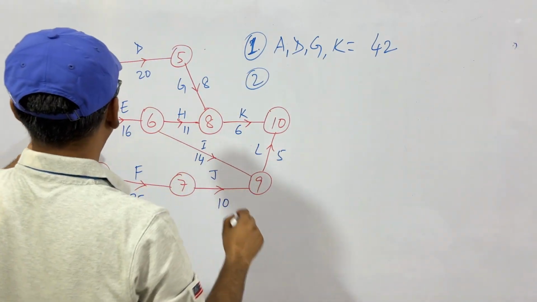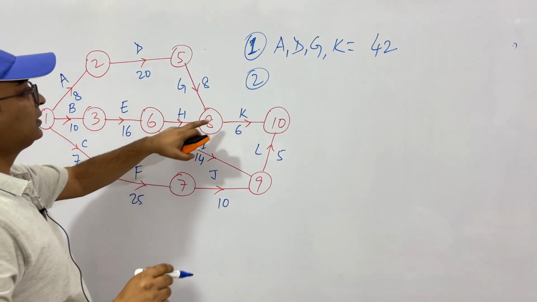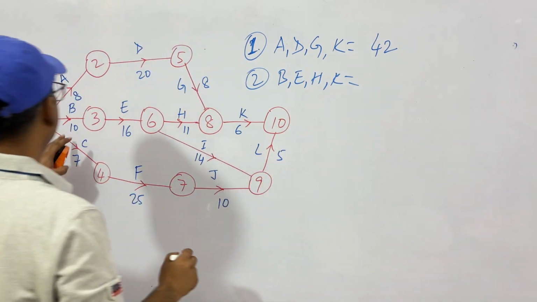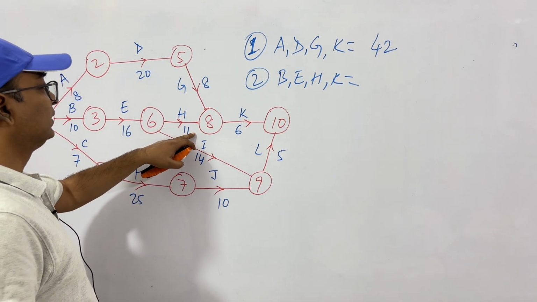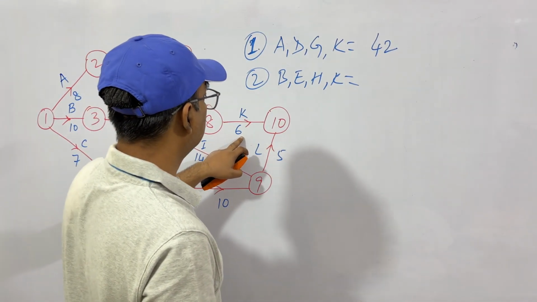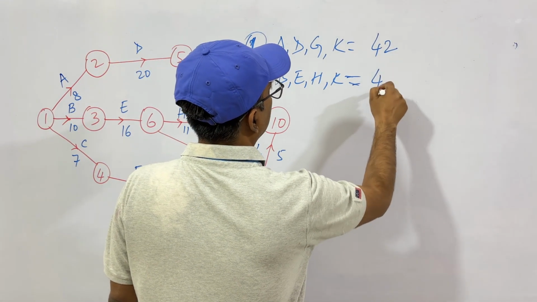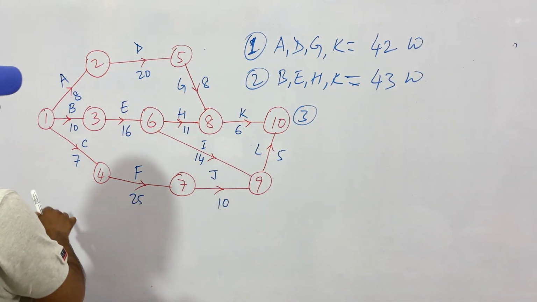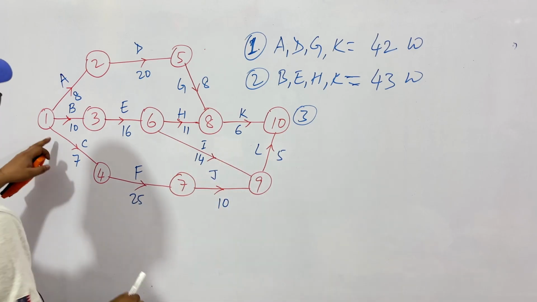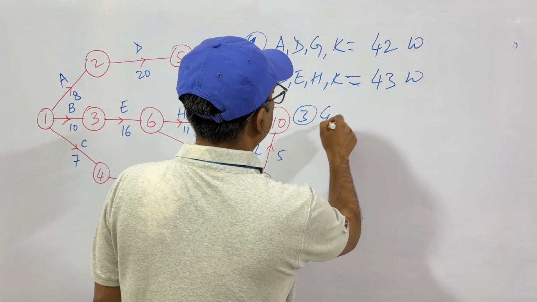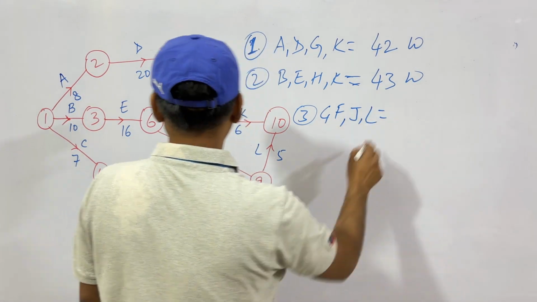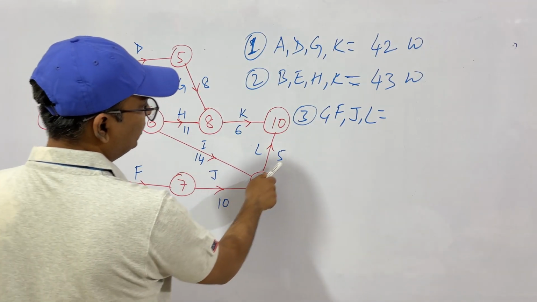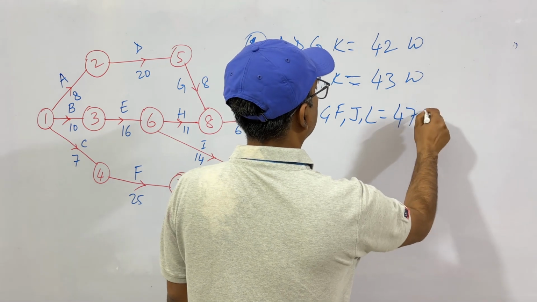Second path is BEHK. It will require 10, 16, 26, 11, 37, 6, 43. So this will require 43 weeks. Third one, we have this path, CFJL. This will require 7, 25, that is 32, 42, 47. So this will require 47 weeks.